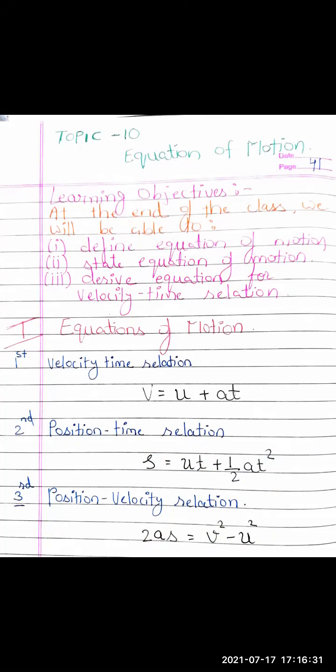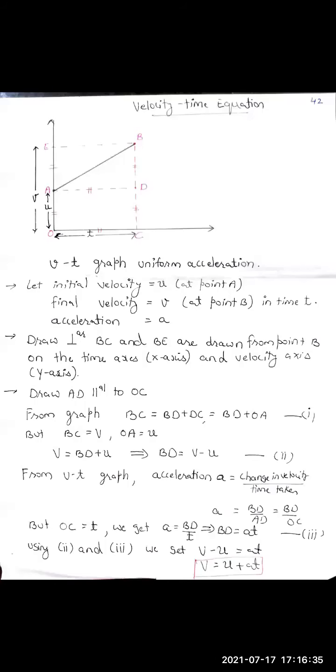Okay, so let's start with the derivation. Let's start with equation number 1. Here for the derivation, children, we have considered an object which is moving with uniform acceleration, right? So if you draw a velocity time graph, velocity on y-axis and time on x-axis, for uniform acceleration, you will get a straight line graph, right, beta?